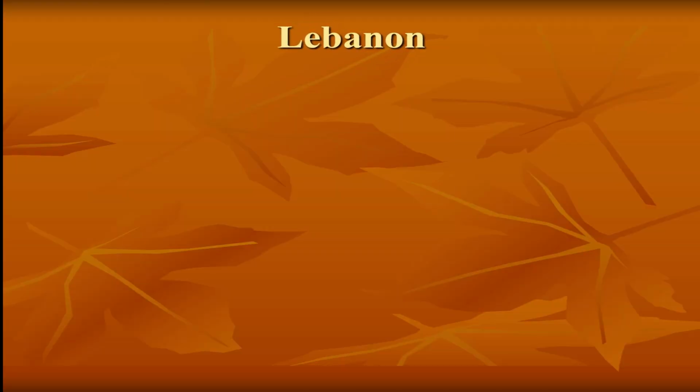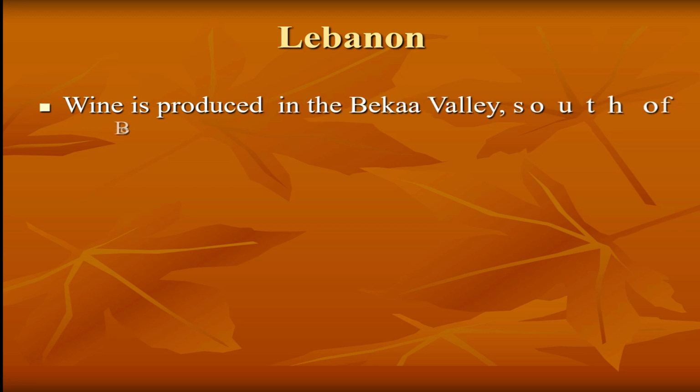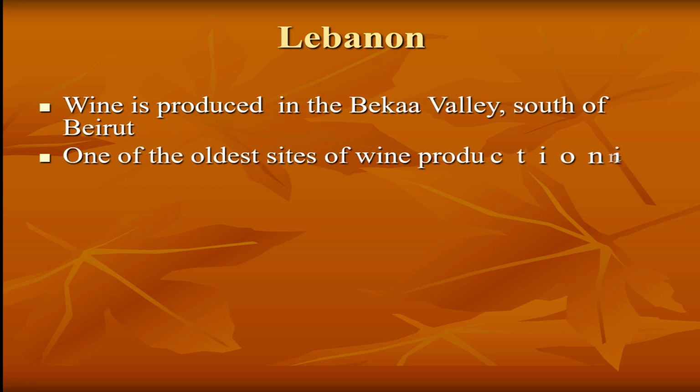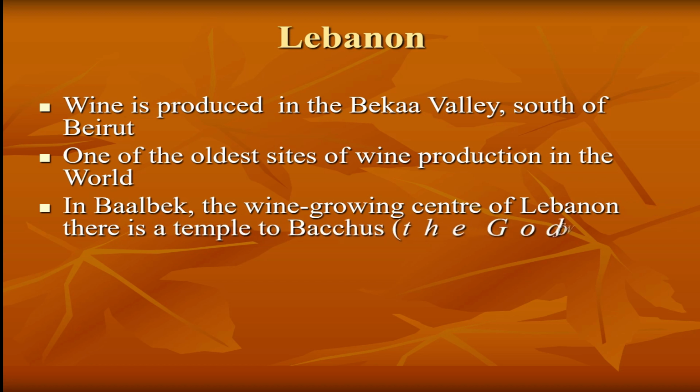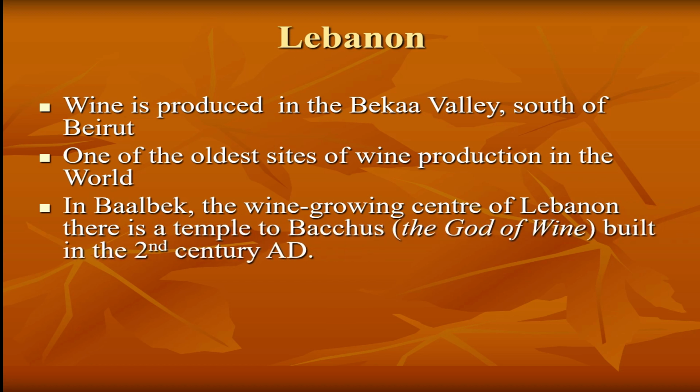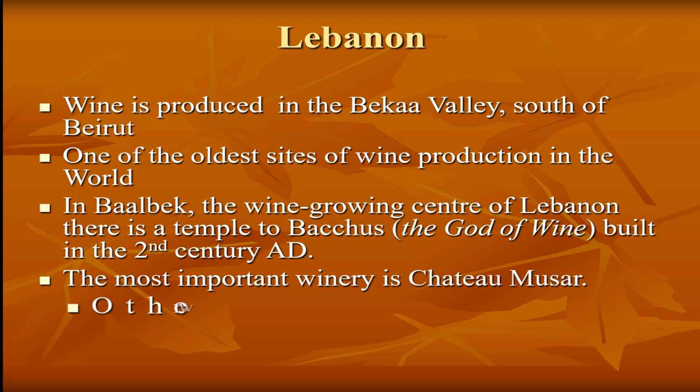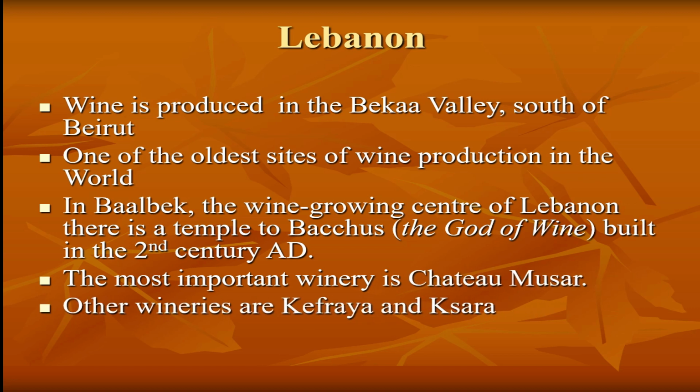Lebanon. Wine is produced in the Bekaa Valley, south of Beirut. One of the oldest sites of wine production in the world. In Baalbek, the wine-growing center of Lebanon, there is a temple to Bacchus, the god of wine, built in the 2nd century. The most important winery is Chateau Musar. Other wineries are Kefraya and Ksara.